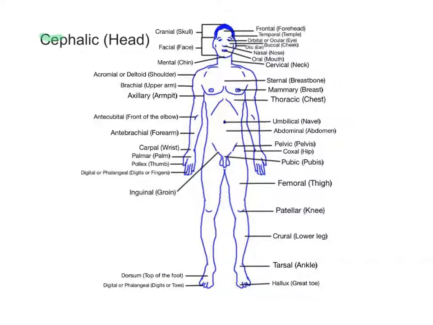The cephalic region or head consists of the cranial or skull and facial or face regions. The regional terms of the anterior head include the frontal or forehead, the temporal or temple, the orbital or ocular, which is the eye, the otic, which is the ear, the buccal, the cheeks, nasal, the nose, oral, the mouth, and mental for the chin.